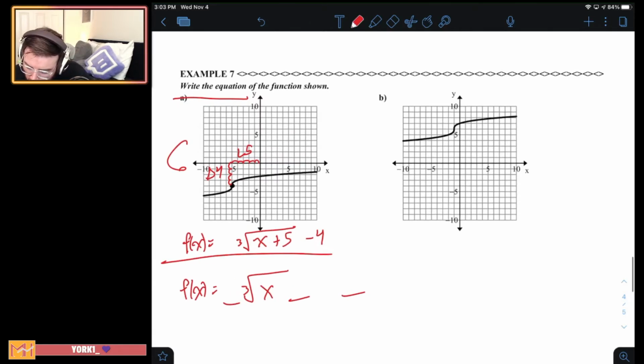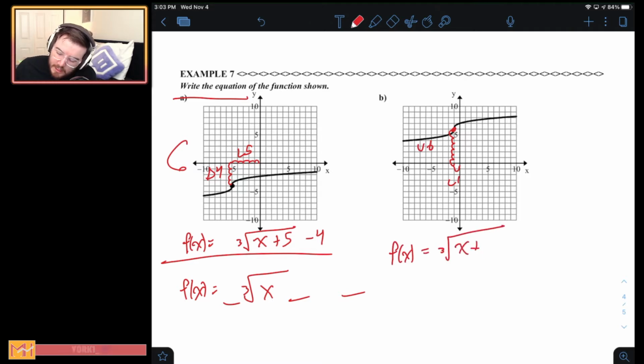What did this guy do? Left one, up 1, 2, 3, 4, 5, 6. Left one, up 6. So what do we have here? The cube root of x plus 1 for left 1 and plus 6 for up 6. And we did it.